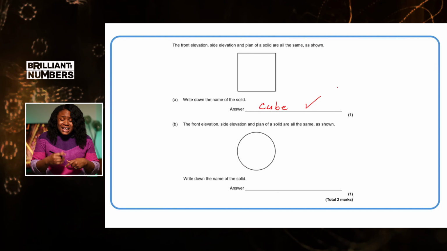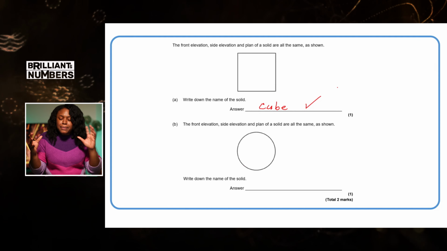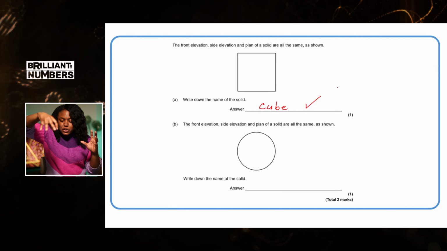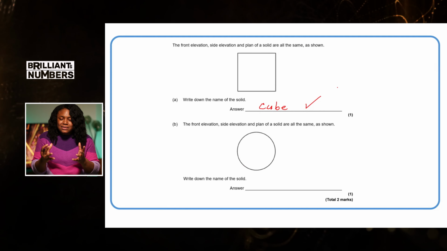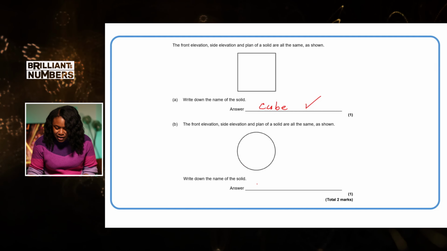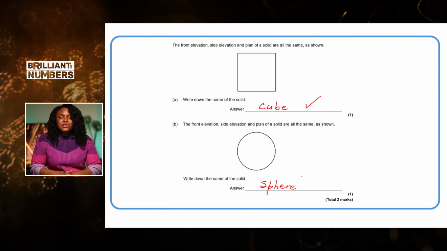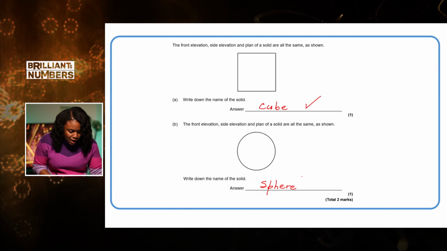Lots of students get these questions wrong because once they see a circle, they're thinking cylinder. But remember, the criteria is from the top, from the side, from the front has to look circular. The only possibility here is a sphere. S-P-H-E-R-E, sphere. So that's our answer.